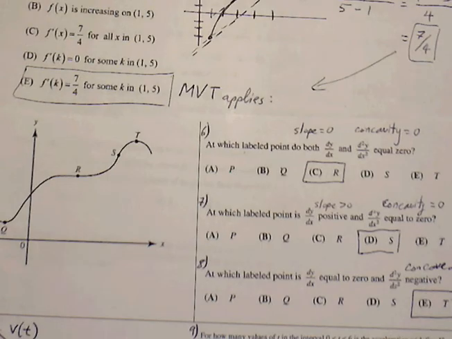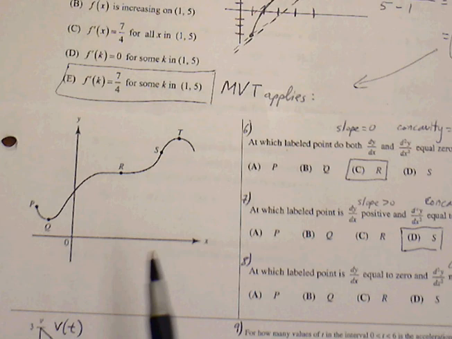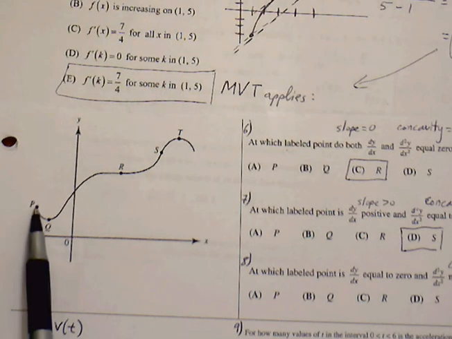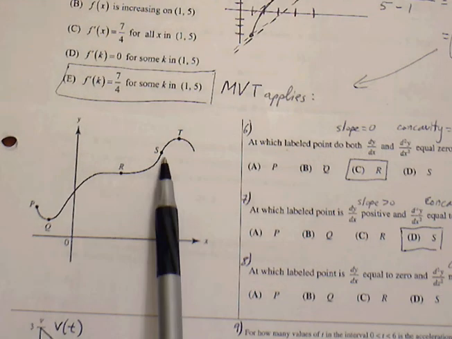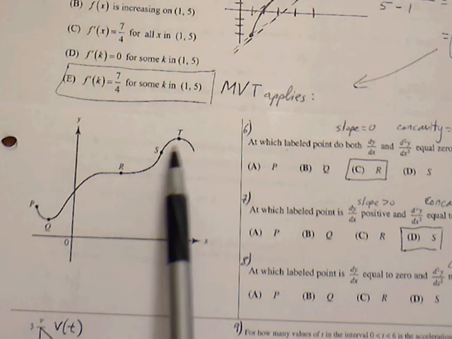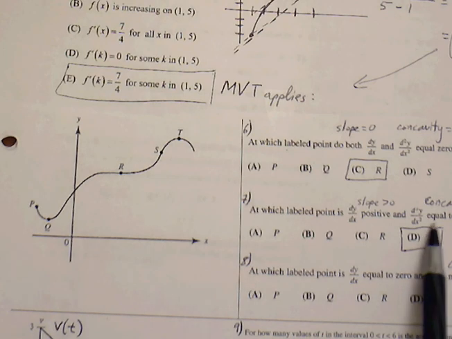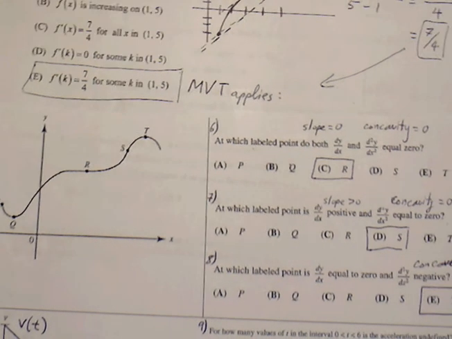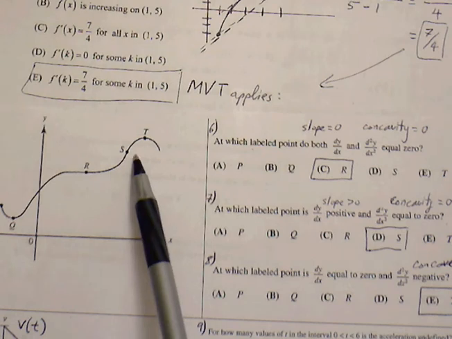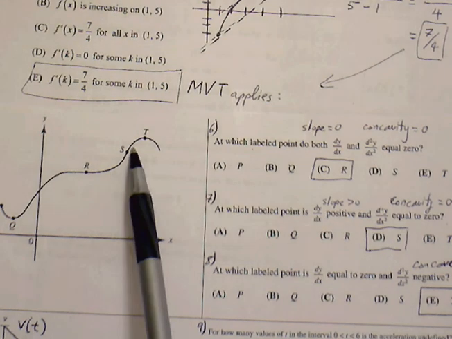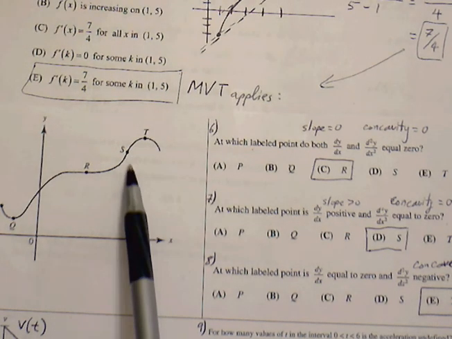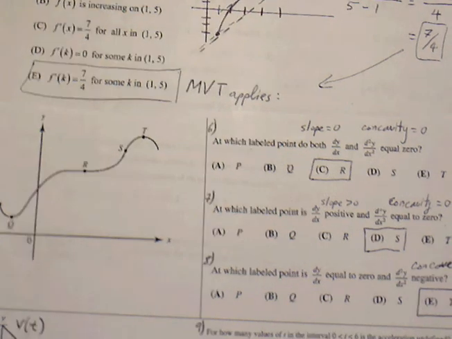So the only points where slope is positive, at point P, slope is not positive. This slope is 0, that slope is 0. So the only point that we can think about is point S, right? At point S, we see that the slope is positive, and also concavity is equal to 0 because this is a point of inflection, right? We have concave up transitioning to concave down, so that transition point is a point of inflection, and a point of inflection has concavity value of 0.